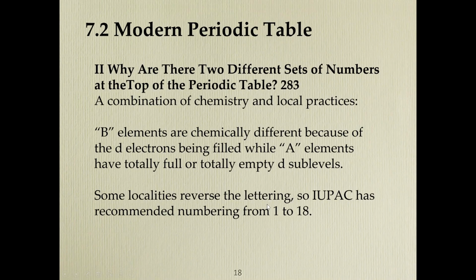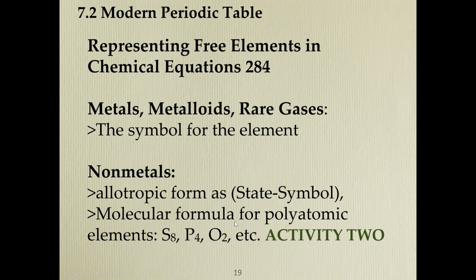All right. Why are there two different sets of numbers? B elements are chemically different because of their D shell electrons being filled. They do what is called metallic bonding later. A elements have totally full or empty D shells. So anyway, we use the 1 through 18. Okay. Representing free elements in the chemical equations.